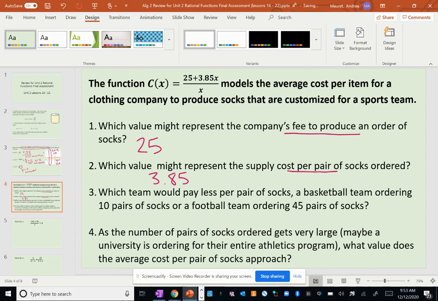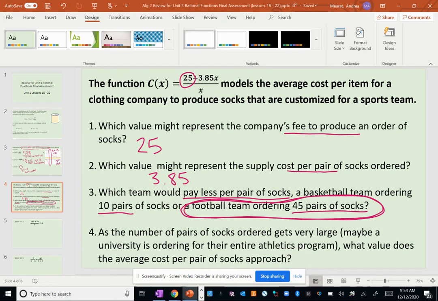Number three, which team would pay less per pair of socks? A basketball team ordering 10 pairs of socks or a football team ordering 45 pairs of socks? Well, if a team is only ordering 10 pairs of socks, each pair is going to incur the cost of $3.85, but then they're going to break up the production cost only between 10 pairs of socks. However, if they order 45 pairs of socks, then they're going to be splitting up the $25 amongst 45. So the average cost, who would pay less per pair of socks? It would be the football team. The football team would be paying the least because they're ordering more socks.